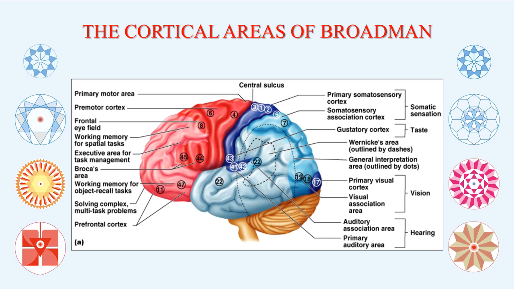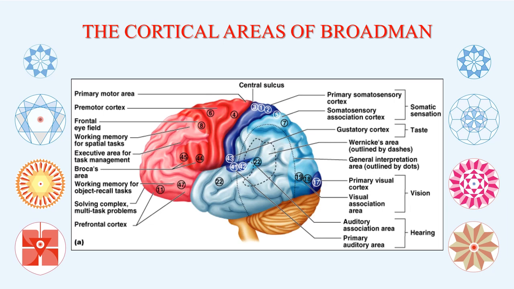Beside motor, the frontal eye field is also equally important. Working memory for spatial orientation is important. Execution of tasks by the basal ganglia is important. Broca's area is associated with speech, which is on the left side of the brain, not on the right side. Then working memory of object recall tasks is with area 47. And solving multitask problems is also in the frontal lobe. So you can literally say it's like a CPU with higher capacity. And then you have the prefrontal cortex.